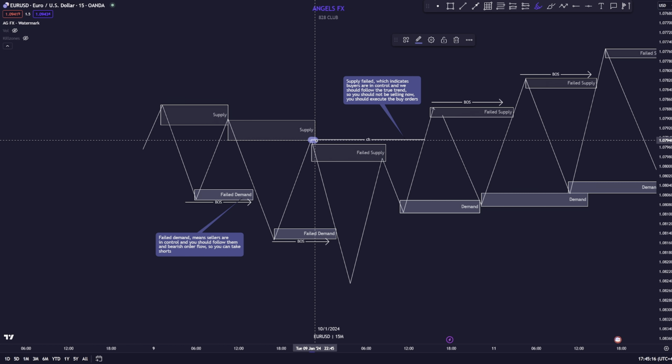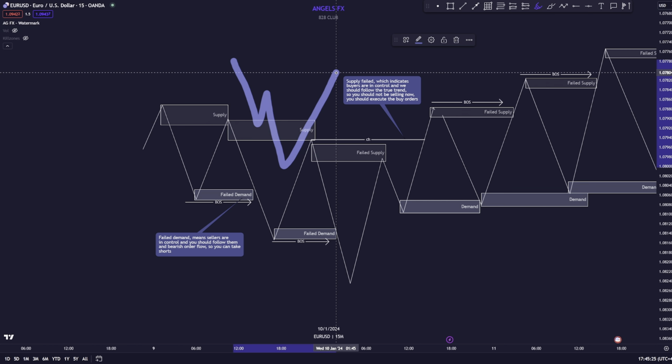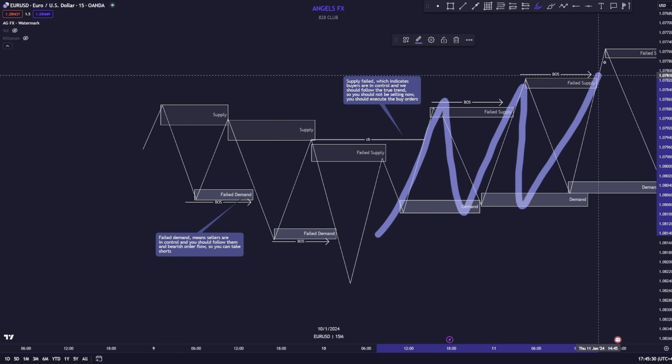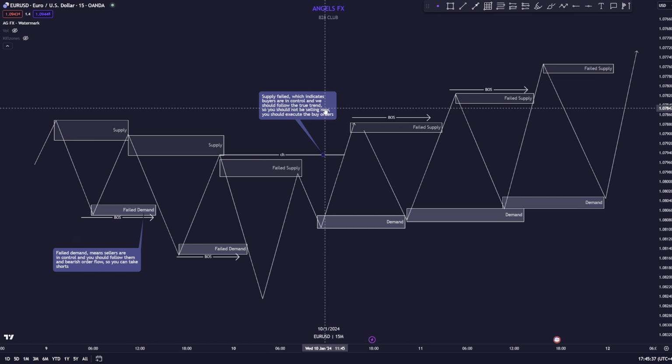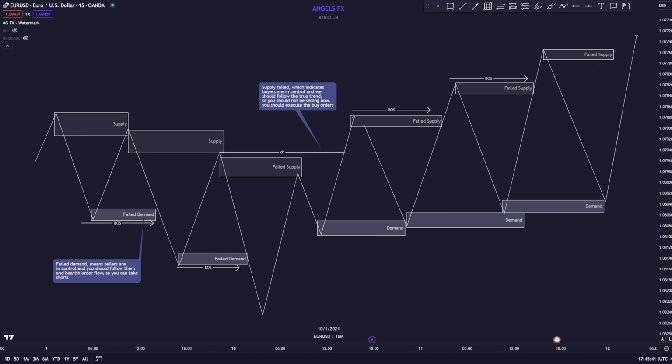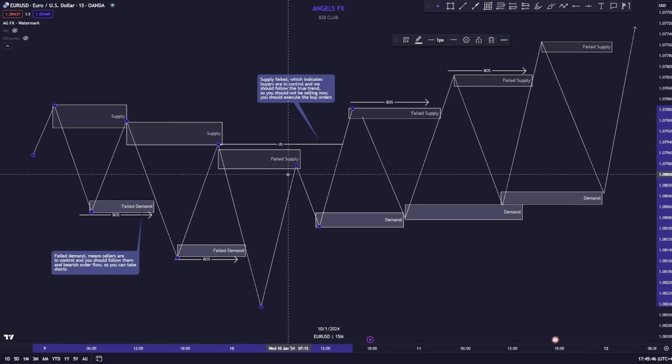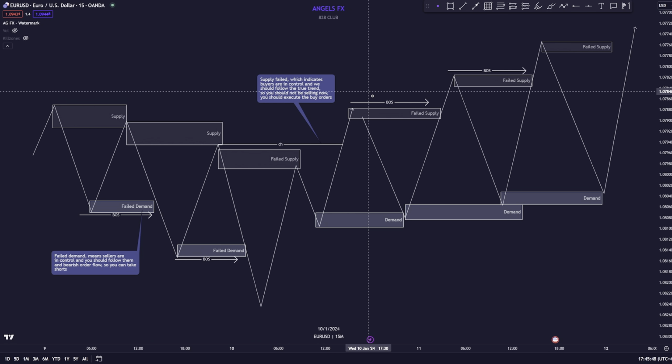And that's why from here, after we broke this high, the lower high, we have a change of character. What does it mean? We switched trends, okay, from bearish to bullish. So price was moving bearish, and now buyers are in control and you should follow the buys. And now supply failed, which indicates buyers are in control and we should follow the true trend. So you should not be selling now, you should execute buy orders, okay? So you should not be entering shorts here. You should not short from here. You should now look for buys.